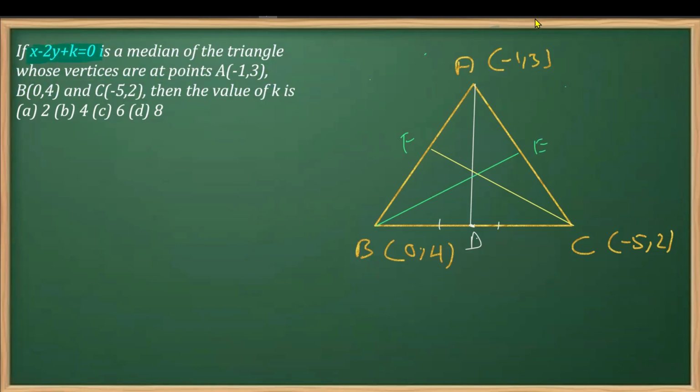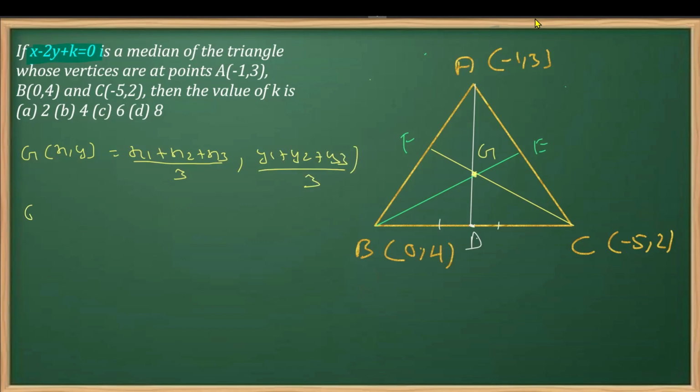In that case, as you know, the medians of a triangle intersect at a point, and this point is called the centroid, that is point G. How do we get the coordinates of a centroid? They can be calculated using this relation. Its x coordinate is x1 plus x2 plus x3, divided by 3. Likewise, we can find its y coordinate in the same manner: y1 plus y2 plus y3 over 3.